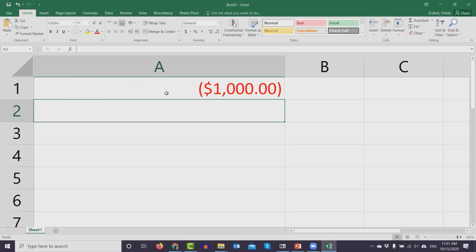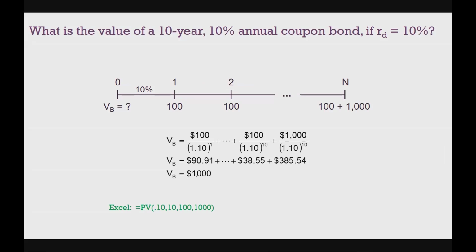Once again, just to remind you, a red number in parentheses means a negative payment. This is the payment you are supposed to make in the beginning to receive these $100,000 at the end. So the answer to this question is $1,000. In the next question, we will play with the interest rate. We will increase it and decrease it.